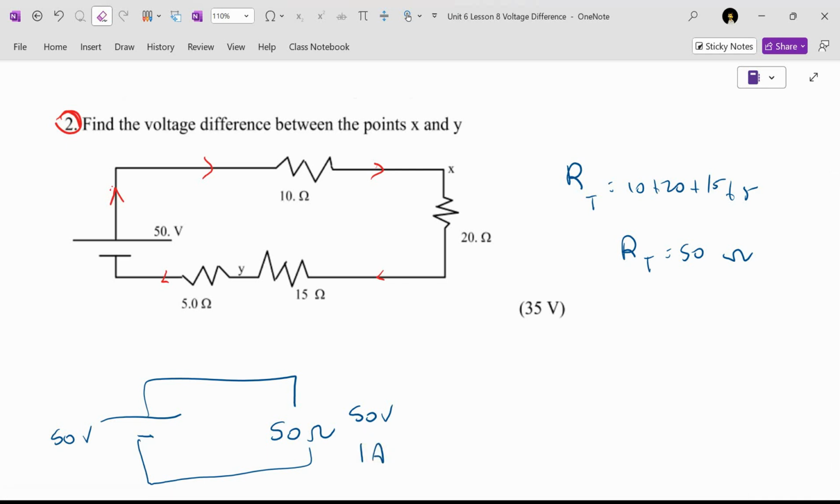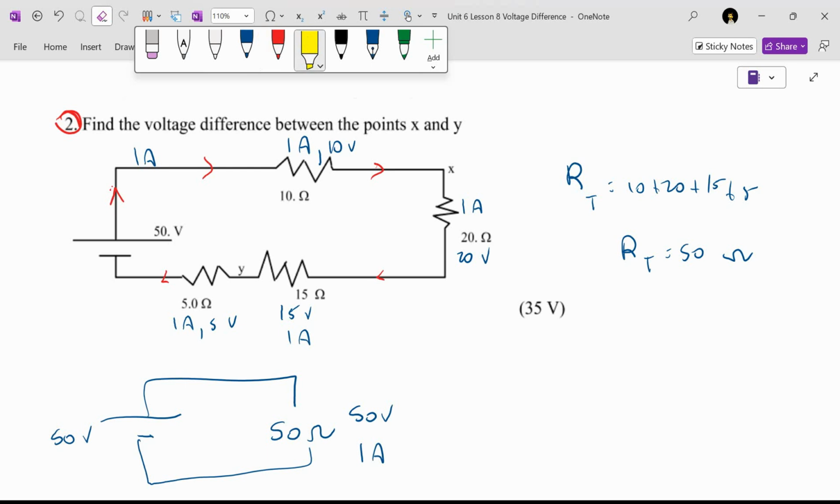That means the current is 50 divided by 50. It's 1 amp. That's kind of nice. So I got 1 amp right here. More importantly, I have 1 amp here. That means this is 10 volts. I'm doing the 1 times table in my head. I have 1 amp here. That means this is 20 volts because V equals I times R. This is 15 volts, 1 amp. This is 1 amp and 5 volts.